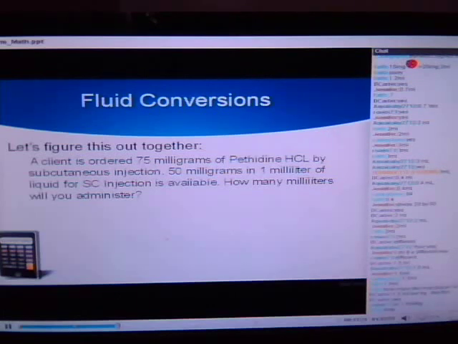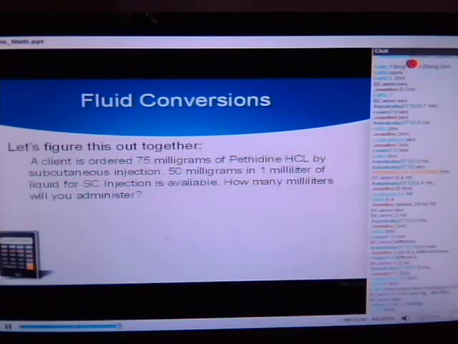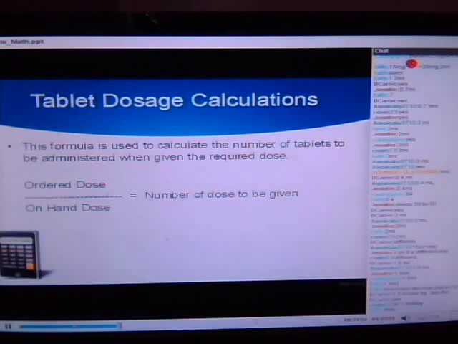Alright? Just be as precise as you can on the NCLEX, or the answer will be wrong. So let me see if I have any more examples for you guys. You guys are doing very good. I figured that you guys would get the handle on the fluid conversions pretty quickly. So you guys did wonderful on that, and that's great.